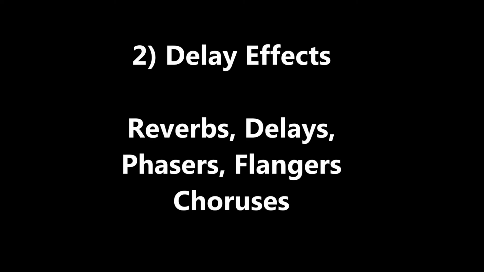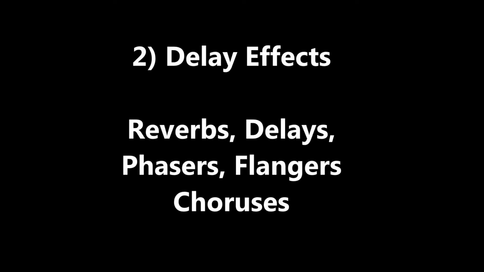Number 2, delay effects. These are related to the propagation principle of sound. These create a specific delay to the signal, which can represent the space you're inside. The original signal is closely followed by a delayed repeat of that signal, just like an echo. These delay times can vary from a few milliseconds to several seconds, and delay effects can include a single echo or multiple echoes. Examples of delay effect plugins which we use are reverbs, delays, phasers, flangers, and choruses.